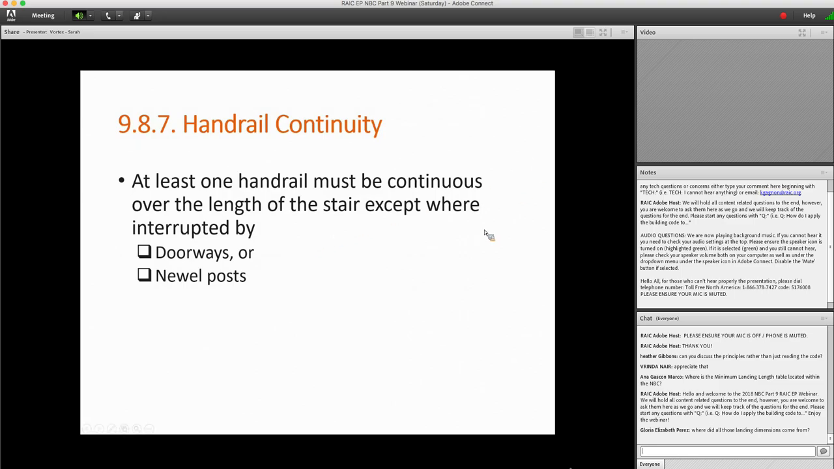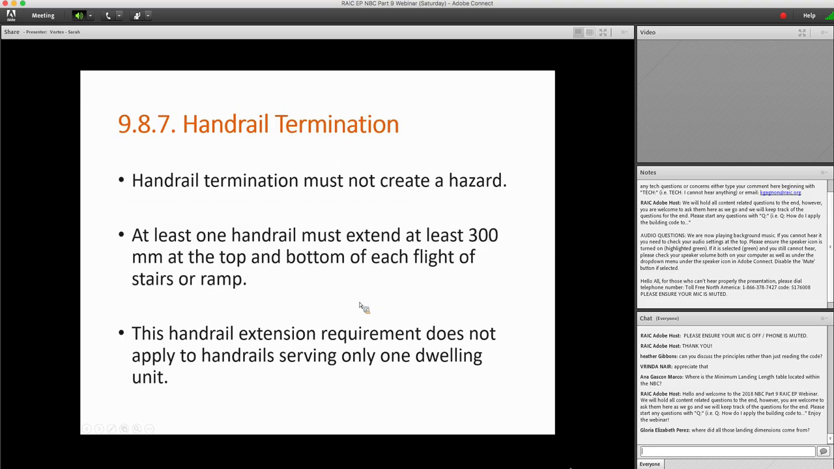The continuity of handrails is such that they are required to be continuous over the length of the stair, except where interrupted by doorways or newel posts. So this would be continuous at landings as well. The handrail termination must not create a hazard. At least one handrail must extend at least 300 millimeters at the top and bottom of each flight of stairs or ramp, except that this does not apply within a dwelling unit.